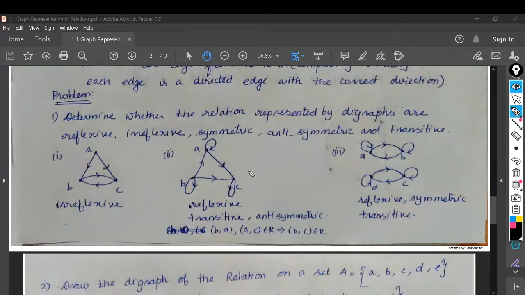Let us check for transitivity. AC is an element and CC is an element, which implies AC is an element. BC is an element, CC is an element, so BC is an element again. BA is an element, AA is an element, so BA is an element. Then BA, AC is an element, which implies BC is an element, so the condition for transitivity is satisfied here. So this relation is transitive.